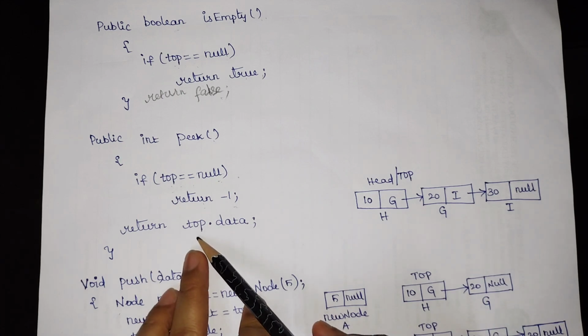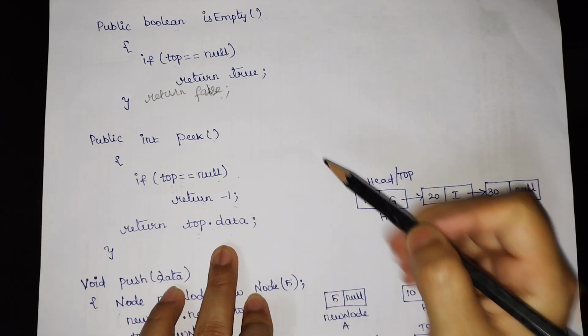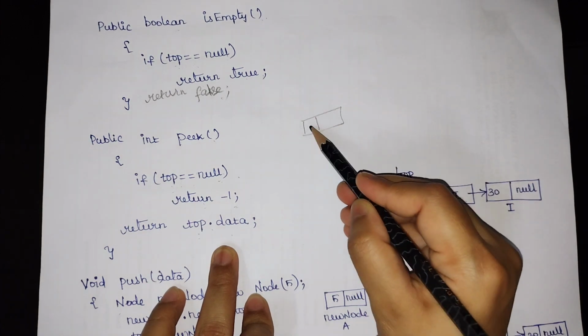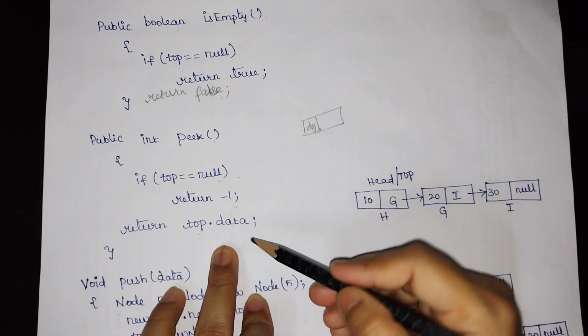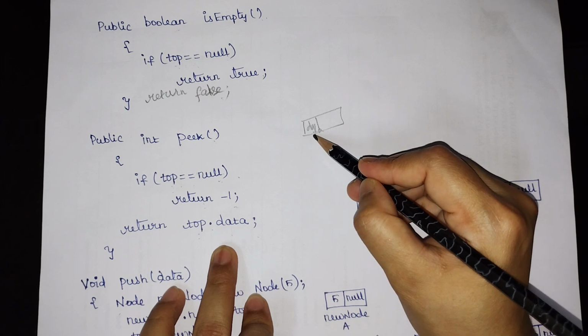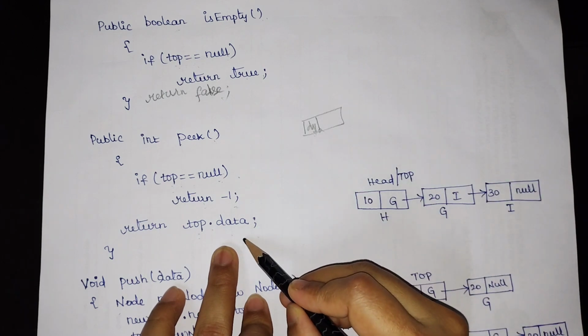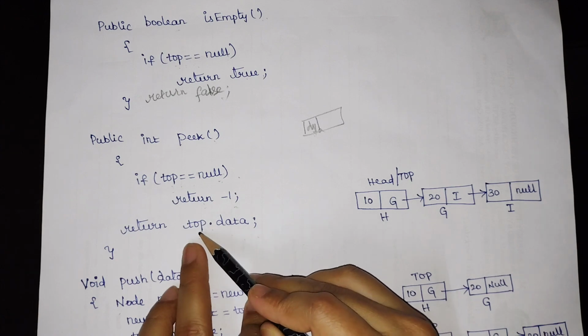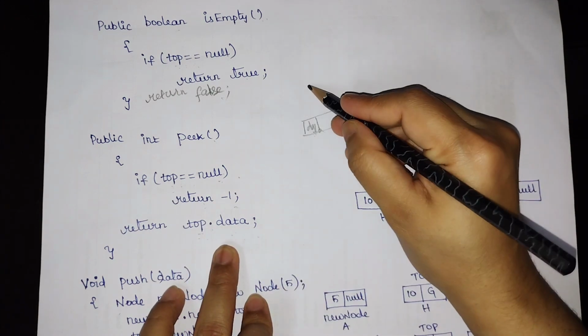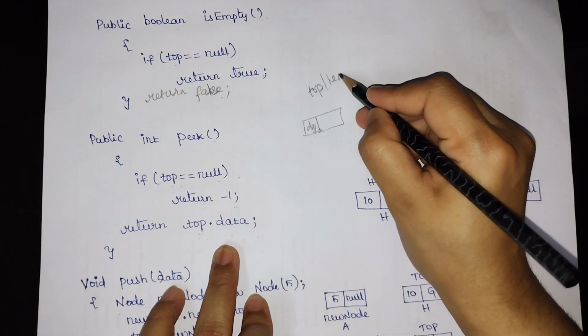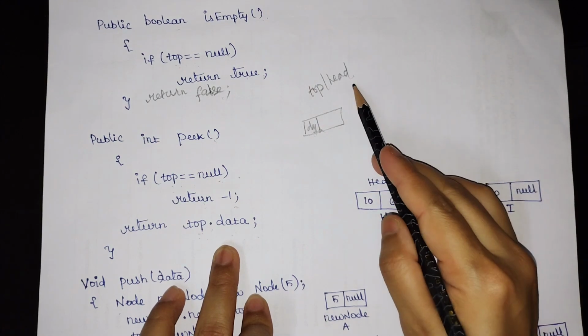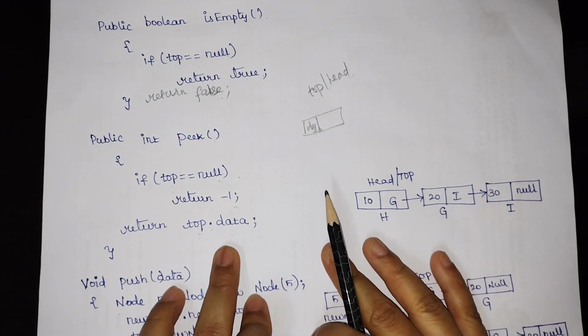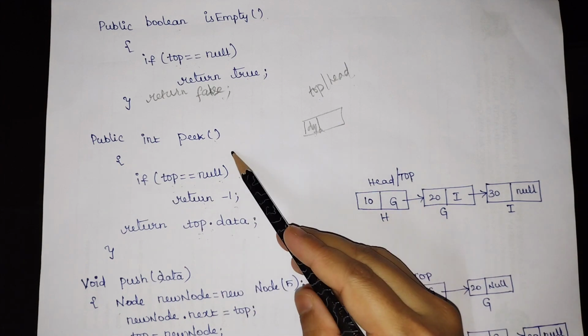So how do you return the value? Just by using top.data, because a node contains two fields. The first field is the data field. If you want to display the data of a node, you need to use the variable data. And what is the node that you want to display? That is the top node, so top.data. What is the top node here? The top node is nothing but the head node. A head node is always referred to as the top node in this stack implementation, right? And this is the peek method.